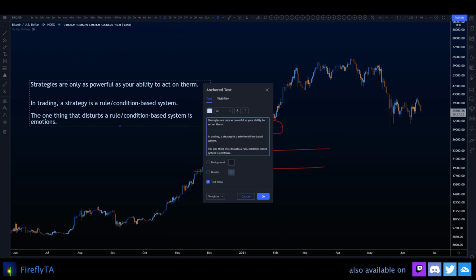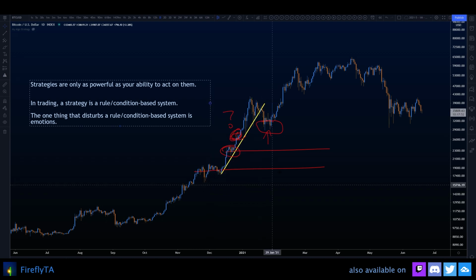So a rule and condition-based system, it's a robot. It's not looking at emotions at all. It tells you, even in an abysmal scenario, you might get a buy signal, especially in abysmal sell-offs. You will get buy signals because most TA tells you to buy there. And your emotions will make it hard to actually act on this.